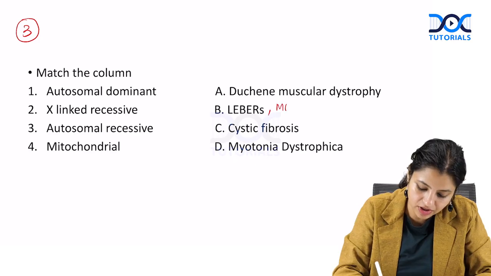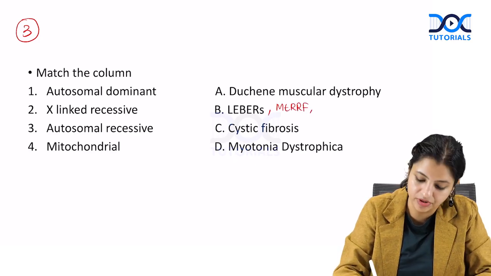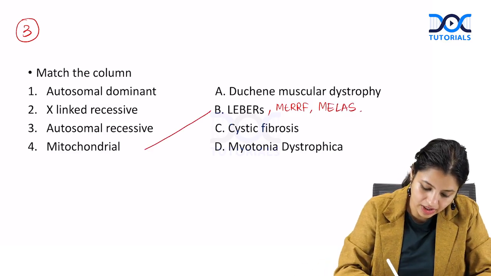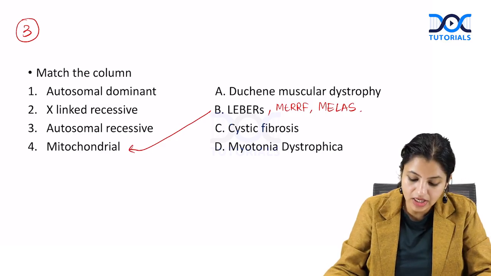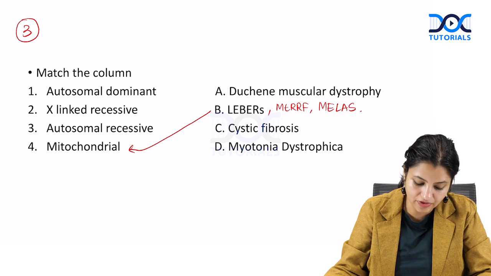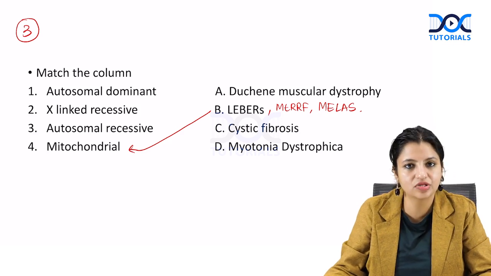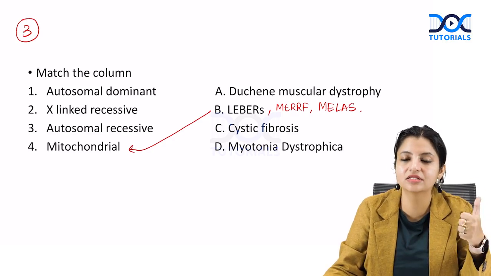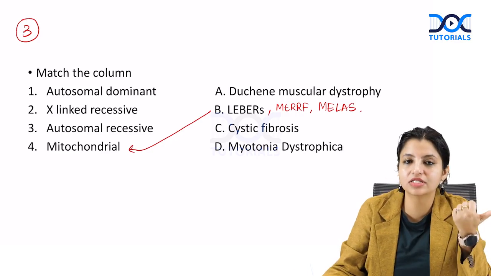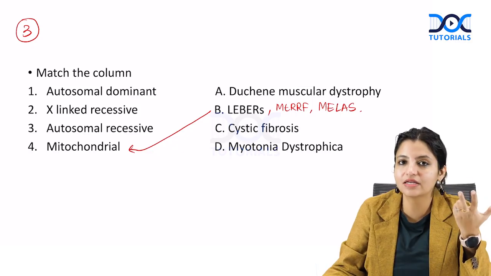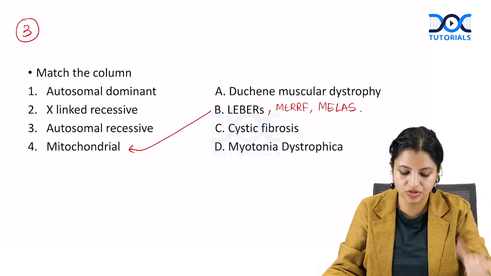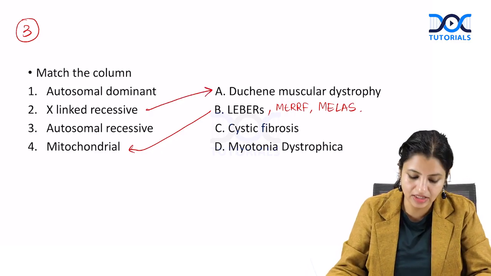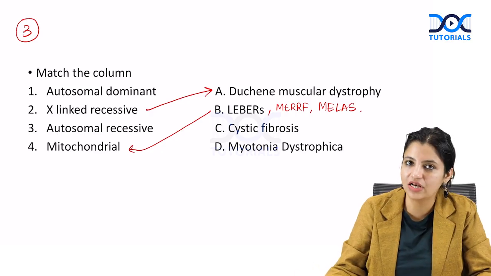So I'm just writing it here. MERRF, myoclonic epilepsy and ragged red fibers, or MELAS, mitochondrial encephalopathy and lactic acidosis syndrome. All these are mitochondrial inheritance and you don't have to be confused about this. Then we come to the X-linked. When we talked about X-linked recessive, there are very few disorders which are X-linked recessive. If you look at the law, 2 hematological disorders are X-linked recessive. That is, remember, G6PD deficiency and hemophilia. Whereas in others also, color blindness and Duchenne's muscular dystrophy are X-linked recessive. So X-linked recessive disorders are well known and you should be knowing that.